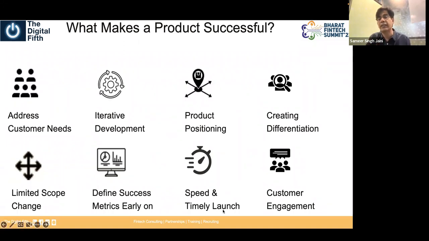Speed and timely launch, I think we keep pushing for it ourselves, that when we think about a concept, we must reach out to the market rather fast, so that we can actually gain some traction, gain some knowledge and scale from there.